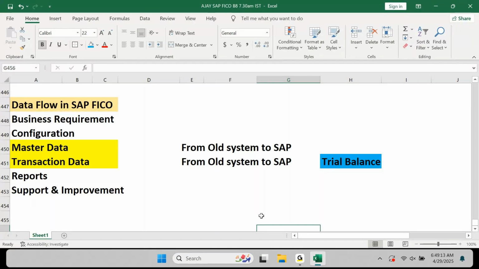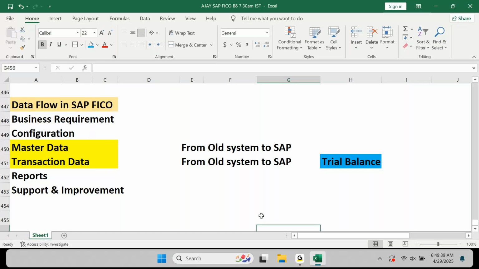Because anybody who comes into SAP, they will already have existing business. They are already using one application. Am I right? And in the existing organization, in the existing system, there is current financial data. And this financial data must be transferred to the new SAP system in the form of trial balance.